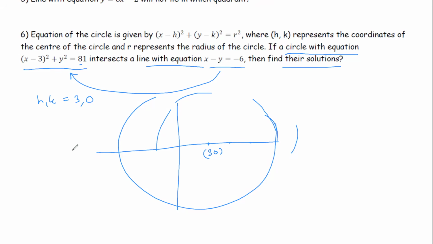And this line is y is equal to x plus 6. Very simple straight line. So it's going like this. Y is equal to x plus 6, slope is 1. So at this point and this point, you'll have two solutions. Are you with me? So at this point and this point, you'll have two solutions, and the x values are what we are looking at.